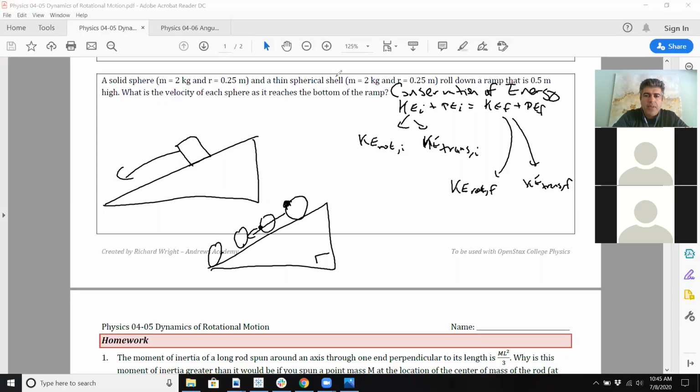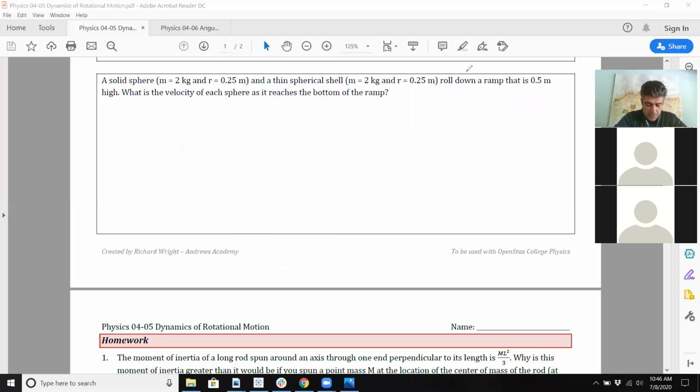So now that we know we're doing conservation of energy and kinetic energy can be broken down two ways, let's actually calculate the velocity of each sphere for these two objects. So let's start with the solid sphere.